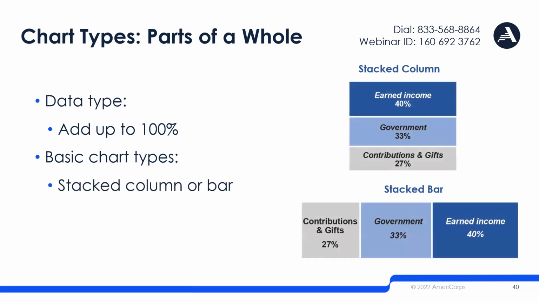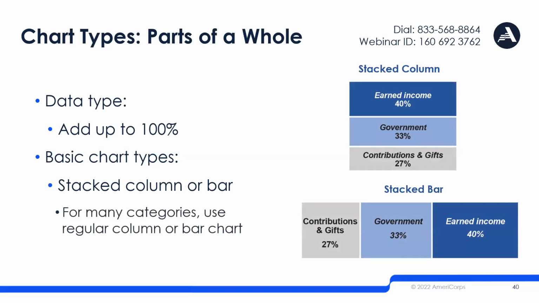Basic chart types for this include stacked column or bar charts, where all parts add up to 100%. You can also use regular columns or bars and look at things as a simple comparison, especially if there are a lot of categories. Stacked column or bars look good up to about 5 categories and then get a little more challenging. They can be great for looking at survey responses on a 5-point scale. You see here a stacked column chart and a stacked bar chart. They're just variations on each other.